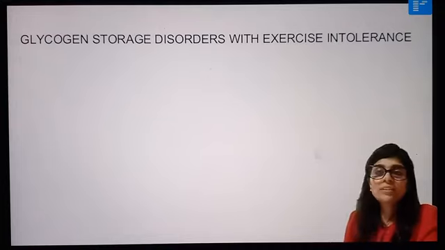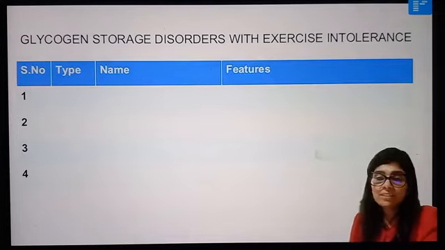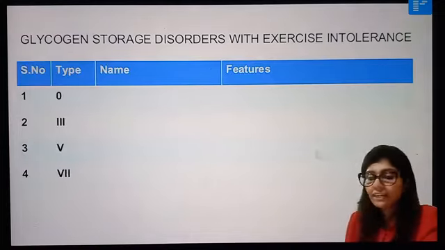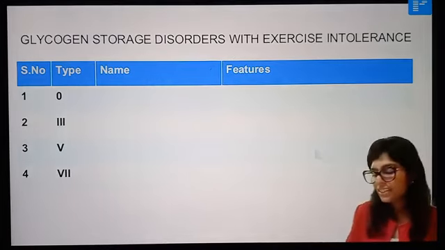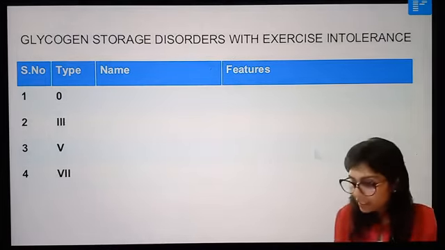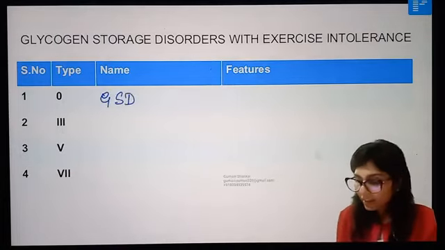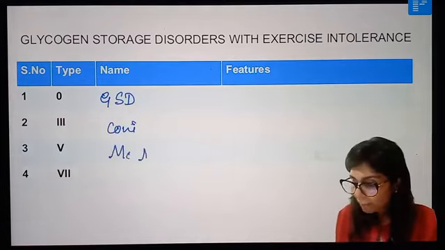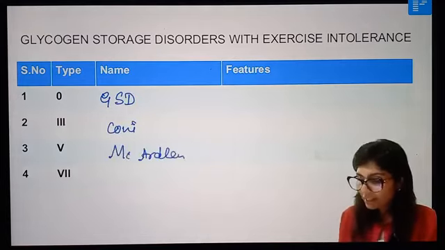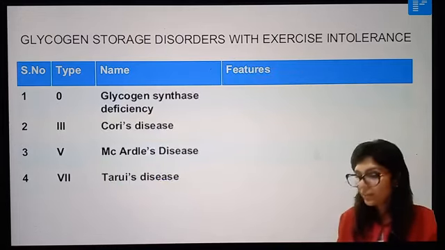So tell me, what are the disorders which present with exercise intolerance? I said 0 and odd numbers. 0, 3, 5 and 7. Okay, so can you tell me the names? It's just a repetition. Type 0 is glycogen synthase deficiency. Type 3, Cori's disease. Type 5, McArdle's disease. Type 7, Tarui's disease. Okay?